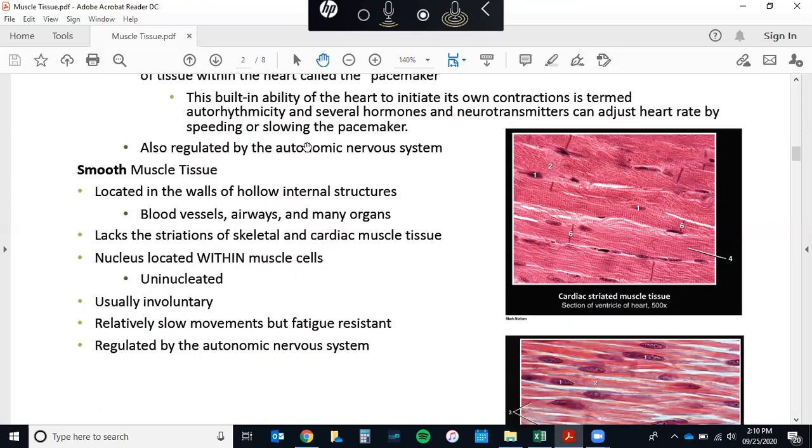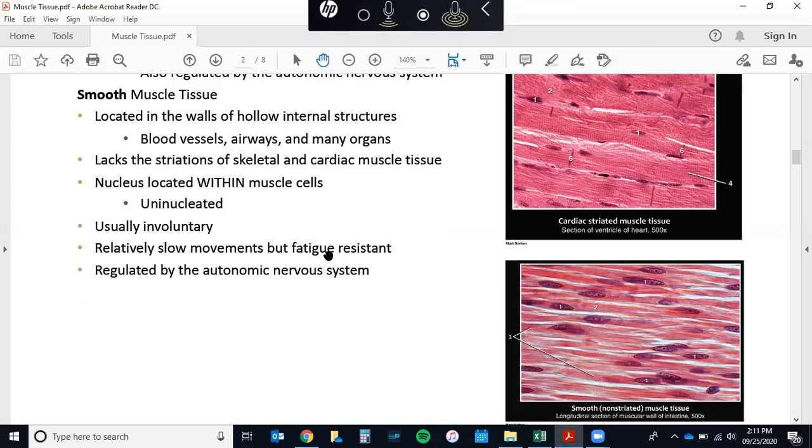Now, the autonomic nervous system is the division that regulates not only the cardiac muscle that I just talked about, but as you see at the bottom, it also regulates our smooth muscle. Smooth muscle is called smooth because it's non-striated, as you can see in the picture as it's labeled there. We find it in the walls of hollow internal structures like blood vessels, airways, and many organs. You could go through and list a bunch: stomach, the intestines, gallbladder, the uterus in women, the fallopian tubes, the ureters, the bladder. I can go on for quite a while.